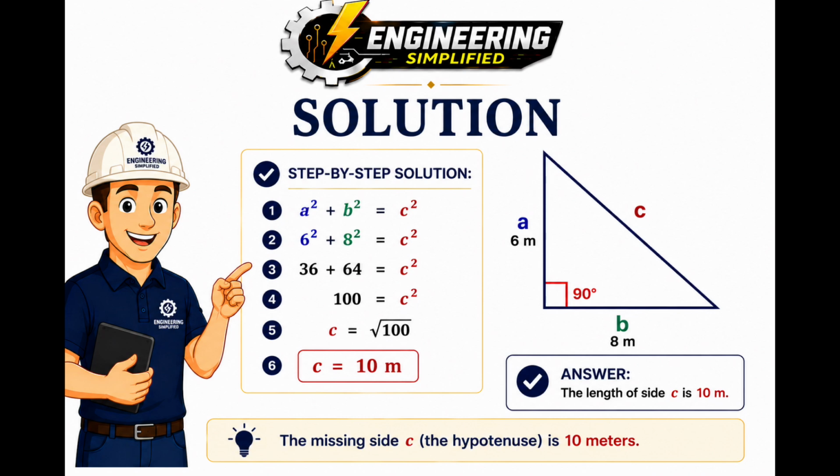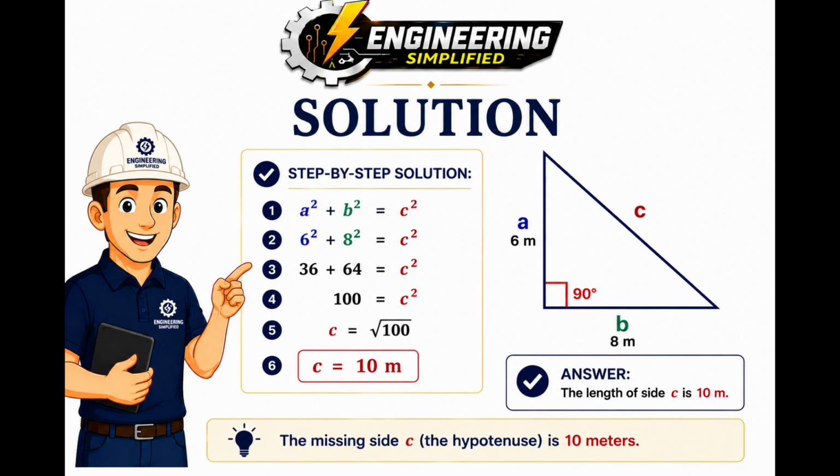Now square each number. 6 squared is 36, 8 squared is 64. So we have 36 plus 64 equals C squared. Adding these together gives 100 equals C squared. Now take the square root of both sides. The square root of 100 is 10, so our final answer is C equals 10 meters.